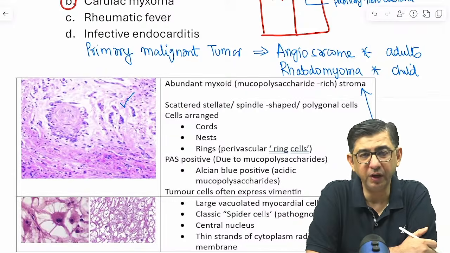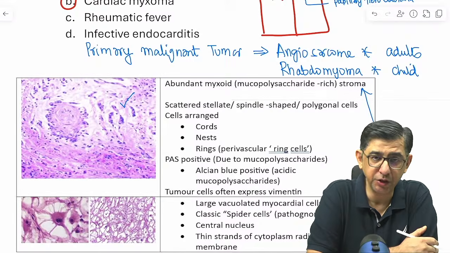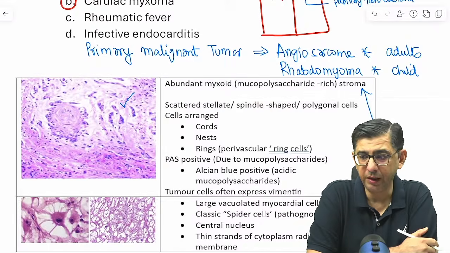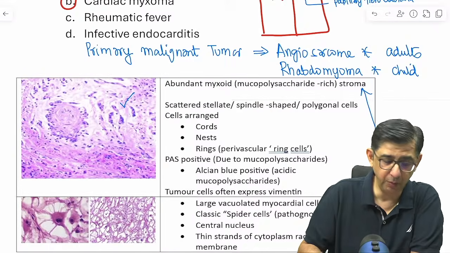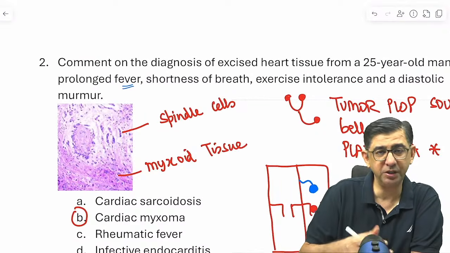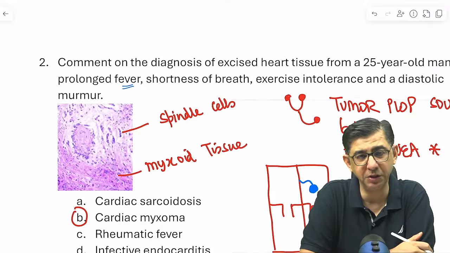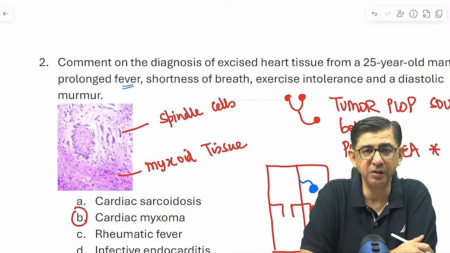And most of the time, the tumor causes physical obstruction. So it can cause even vegetations. There could be tumor embolization. Why do we get fever in this case? The reason for fever is tumor embolization. The tumor cells are embolizing because it would be flopping up and down due to circulation. So tumor embolization explains the development of fever.